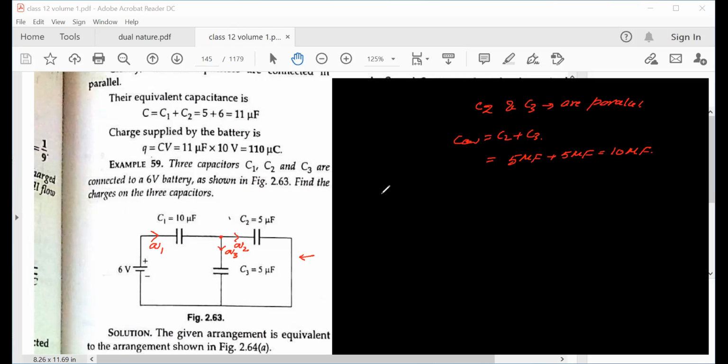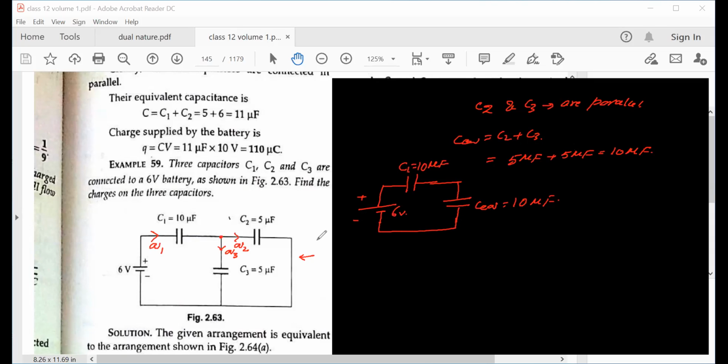So I'll redraw the circuit like this. There is a voltage, there is a capacitor. This capacitor is C1. C1 is equal to 10 microfarad. And there is a capacitor. So we just got this equivalent capacitor, whose value is nothing but your 10 microfarad. Okay, so it is your voltage plus or minus 6 volts. Like this, I have to redraw the circuit.